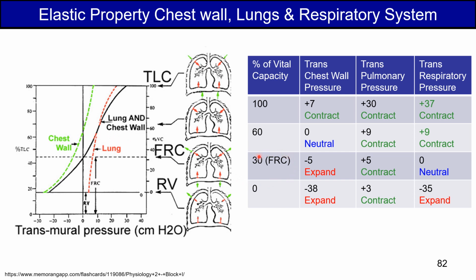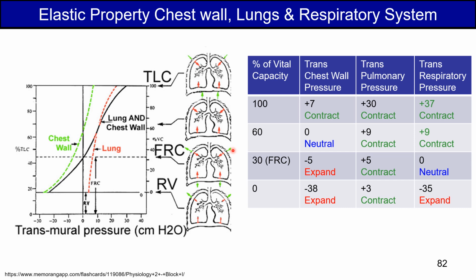Now, the most important one is at 30% of the vital capacity, or the FRC. Notice at FRC, the trans-chest wall pressure is negative 5, it wants to expand, while the transpulmonary pressure is plus 5, it wants to contract. When we add it both up, it's 0, and therefore the respiratory system trans pressure is 0 and it's neutral. It neither wants to expand nor contract. So this is the representation of the elastic property of the respiratory system at functional residual capacity.